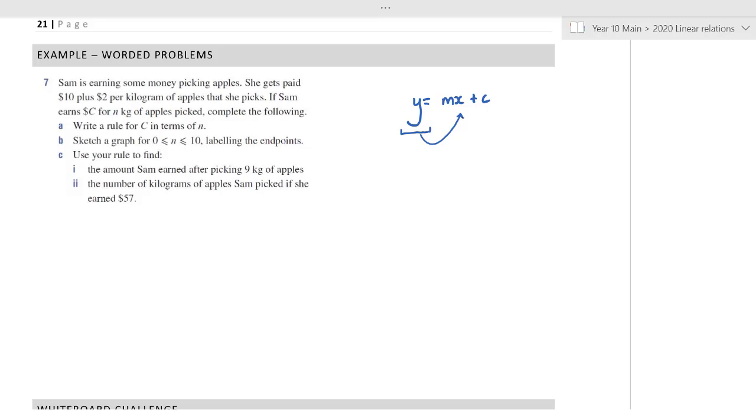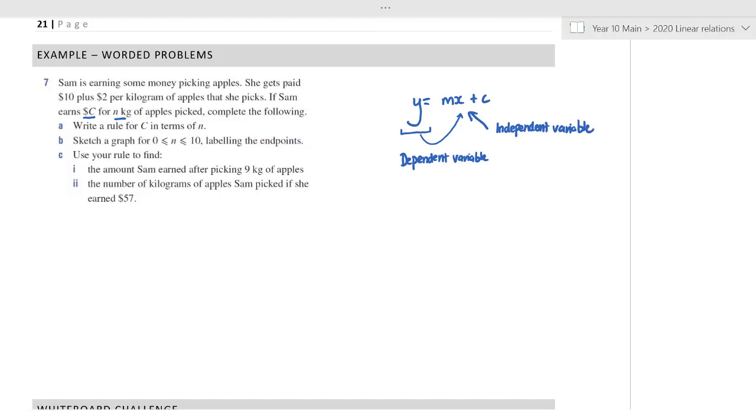So if she earns C dollars, now we're looking at C and N. C depends on N. You can almost see that this Y is like the dependent variable, and it depends on X, which is the independent variable. You'll see this in science as well when you do experiments and test the relationship between an independent variable and a dependent variable.